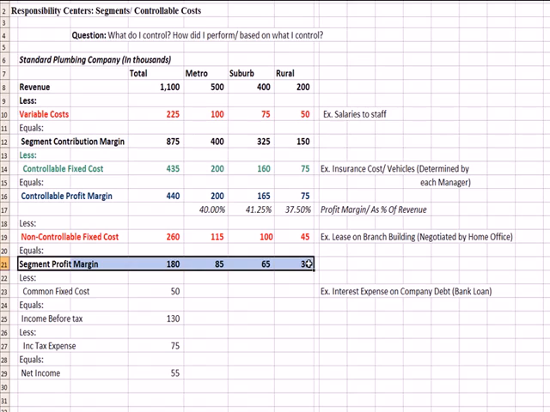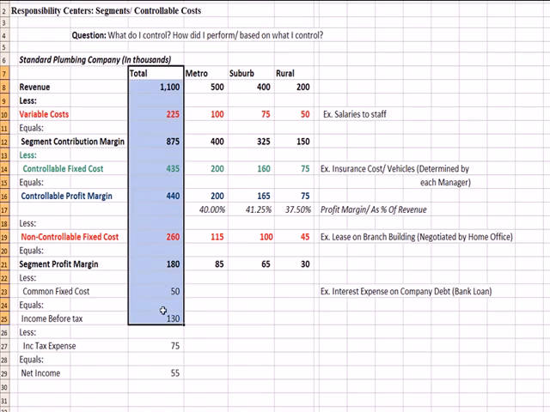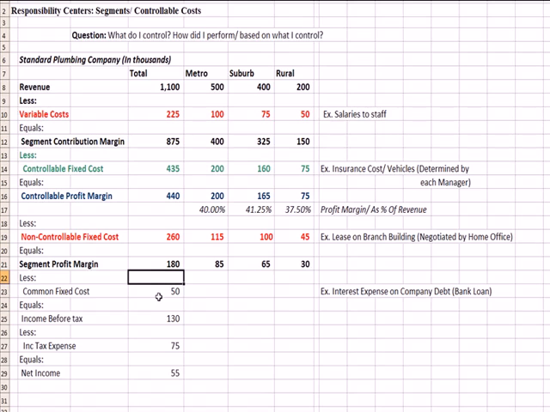And then there's one last thing to subtract before taxes, and that is a common fixed cost. A fixed cost that all three segments share. And in this example I've said, how about interest expense on overall company debt? Since that's a common cost, we're only subtracting it from the total column. We'll say that's $50, a common fixed cost, the interest on the debt. We come up with income before tax. We subtract the income tax expense, and we have net income for the total.